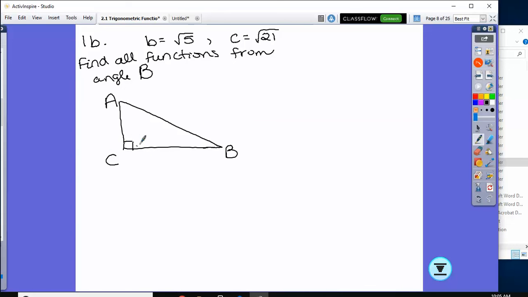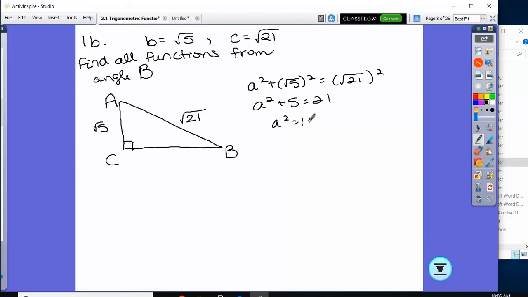So C is the right angle, side C is radical 21, side B radical 5, A squared plus B squared equals C squared. You guys all did this correctly. So A is 4. So I think we all got that. I want the trig functions from B. So sine of B, so I'm looking from down here. So my opposite is radical 5, hypotenuse radical 21.